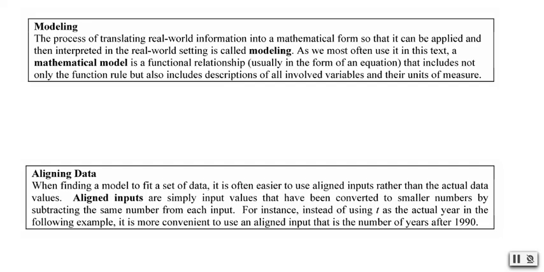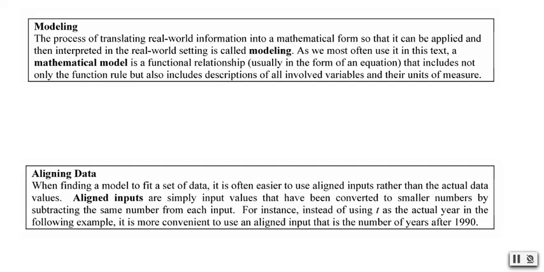Aligning data. Now, when we find a model to fit a set of data, a lot of times it's easier to use aligned inputs rather than the actual data values. Those data values of inputs can be rather large, especially if you're talking about years. Say if you're in the year 2015, that's quite a ways over on the x-axis for that to be an x value. So with aligned inputs, you get it aligned to a certain value, but you do have to say what you've aligned it to.